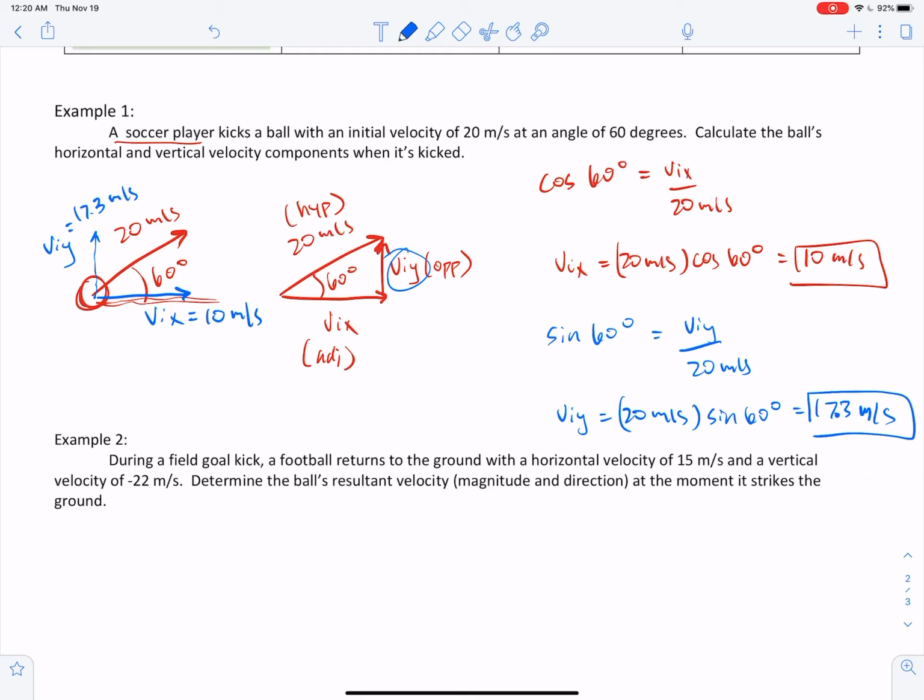And then I could use those components, VIX and VIY, to figure out how high the soccer ball is going to go at its maximum point and how far over in the horizontal direction the soccer ball would land and hit the ground. That would be the soccer ball's range.